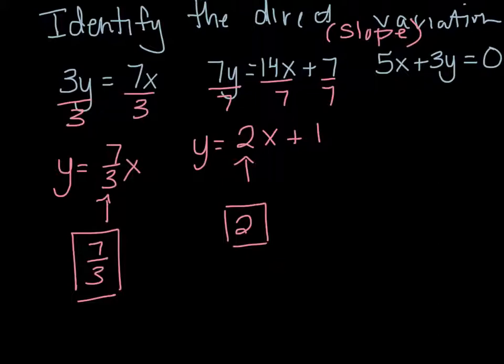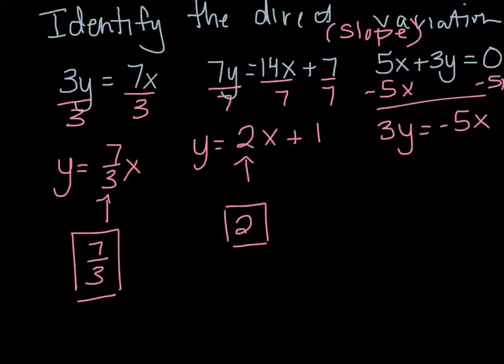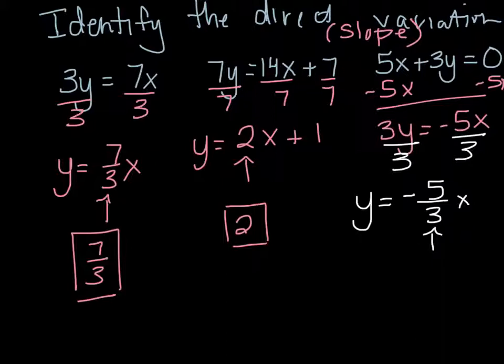The last one, we have a couple extra steps. So the first thing I'm going to do is subtract 5x to the other side. So I have 3y equals negative 5x. Then I am going to divide both sides by 3. So y equals negative 5/3 x. My direct variation is the slope, which is negative 5/3.